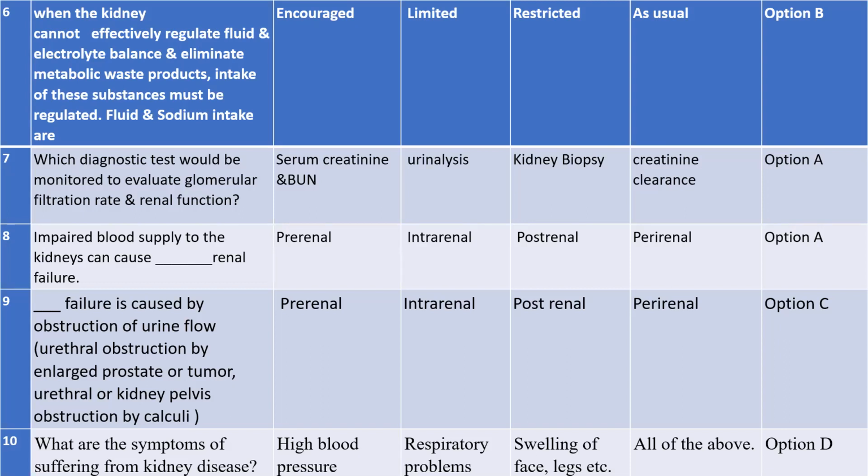So number 8: may impair blood supply to the kidney can cause what? What is the answer? Pre-renal, okay? There is intrarenal also, post-renal also, peri-renal is also there. But the answer is option A.